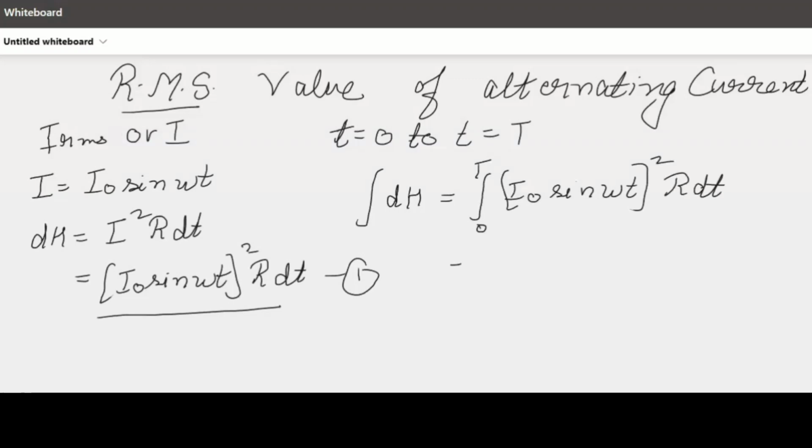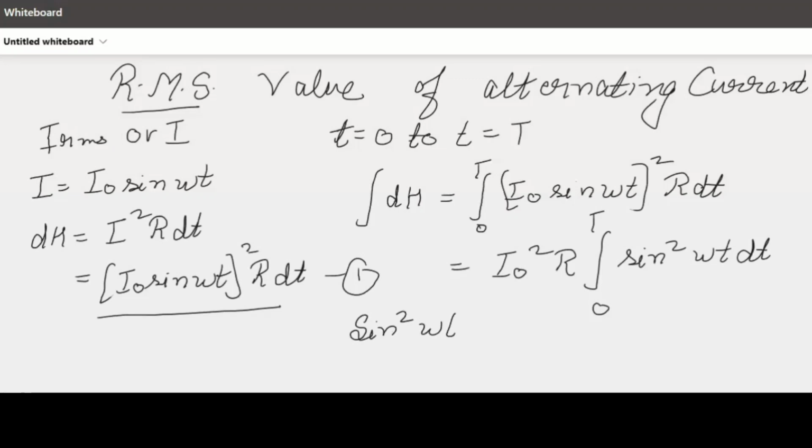Then the next step, take the constant terms outside of the integration. So we have this form for which we have to calculate the integration. So we only need to find the answer of the integration of sine square omega t. Since we know some formulas of mathematics, sine square omega t can be written as (1 minus cos 2 omega t) divided by 2. So we can apply this in place of sine square omega t to solve the integration.